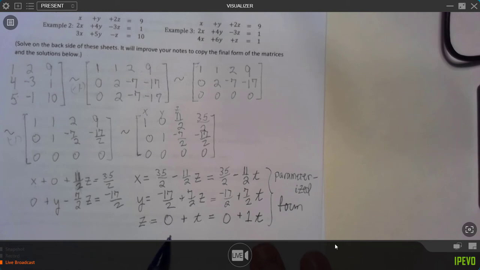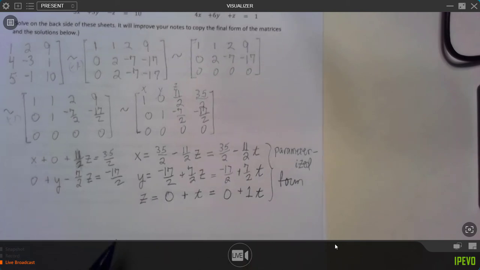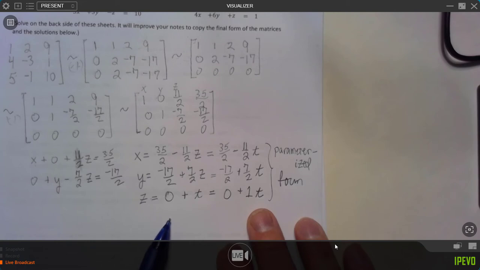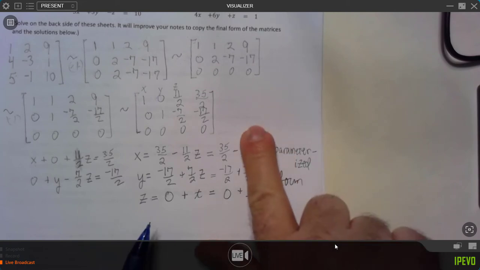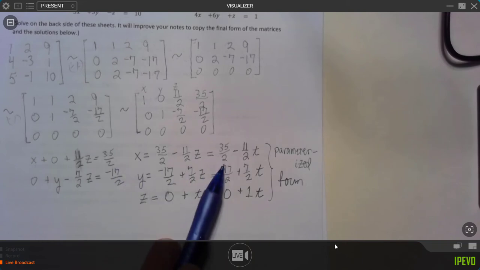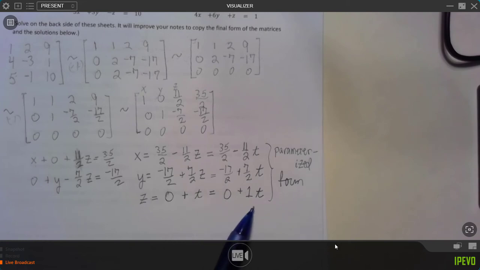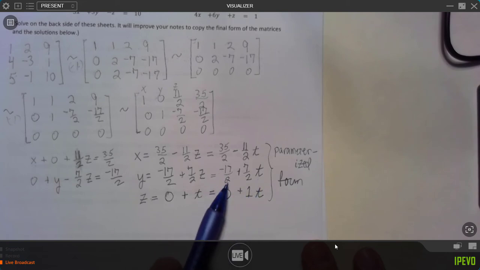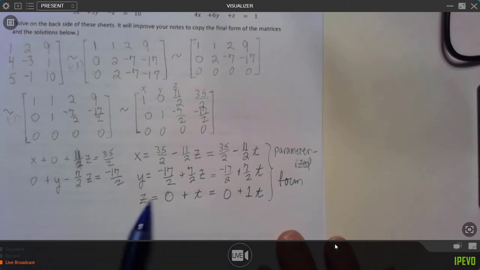And what you can see here is that there's actually infinitely many solutions. I can pick any number I want t to be. So for instance, if I set t to 0, all this drops out, right? And then x equals 35 halves, y equals minus 17 halves, and z equals 0. But I could also just as well set t equal to 1. In that case, x would be 35 halves minus 11 halves, or 24 halves, 12. Y, if I set t to be 1, would be minus 17 halves plus 7 halves, minus 10 halves, 5. And then z would be equal to 1.